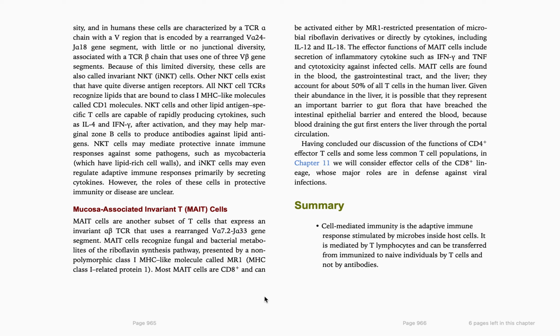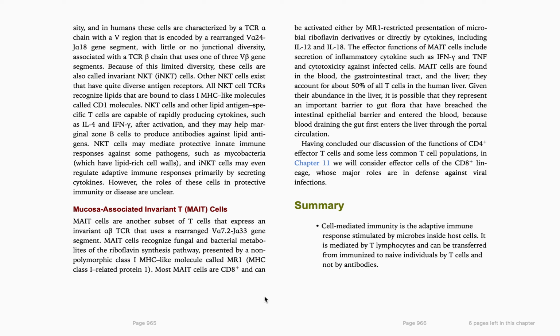Most MAIT cells are CD8 positive and can be activated either by MR1-restricted presentation of microbial riboflavin derivatives, or directly by cytokines including interleukin 12 and interleukin 18. The effector functions of MAIT cells include secretion of inflammatory cytokines such as interferon gamma and tumor necrosis factor, and cytotoxicity against infected cells. MAIT cells are found in blood, the gastrointestinal tract, and the liver. They account for about 50% of all T cells in human liver.